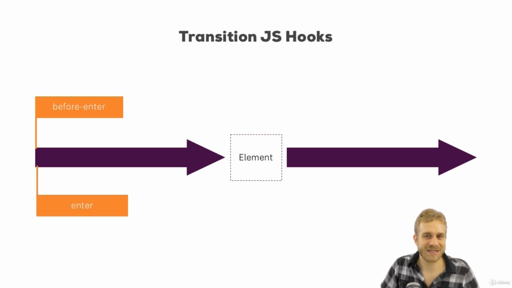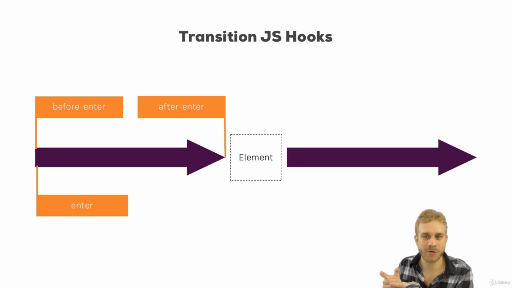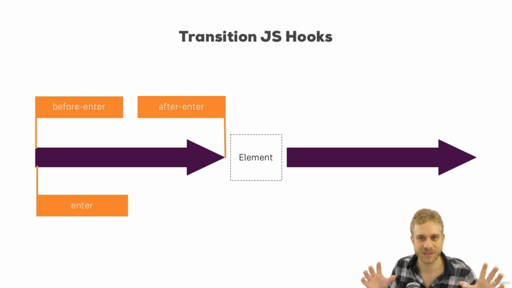Then right after we get the enter hook. This is where we would then typically play our animation. Then we have after enter. This is new and is executed once the animation finished. And important note, you can combine all that with your CSS classes. You can also execute some other code in each of these hooks, so that is perfectly possible.